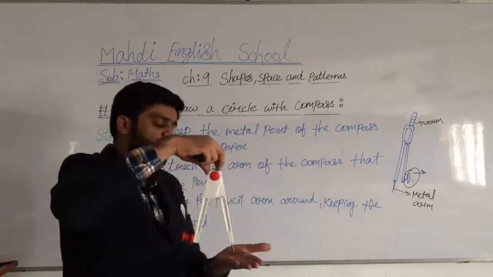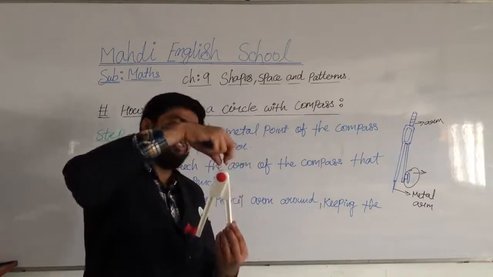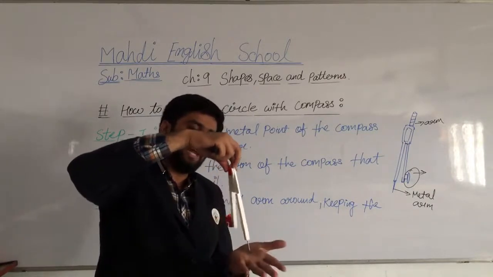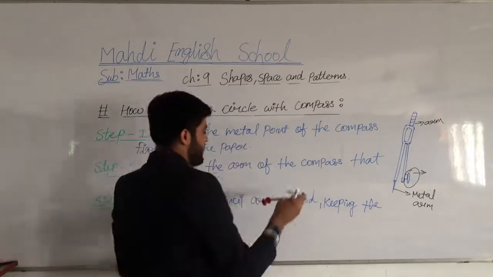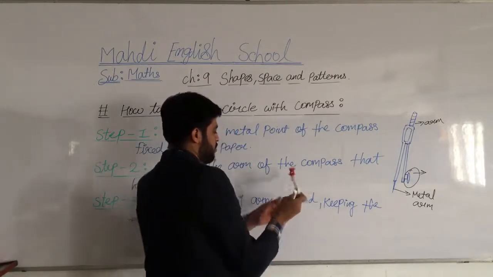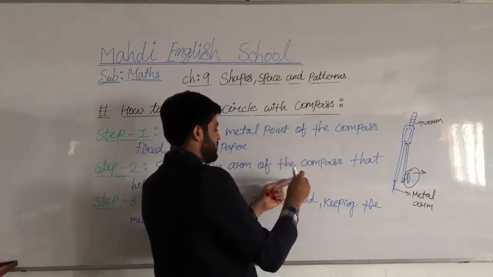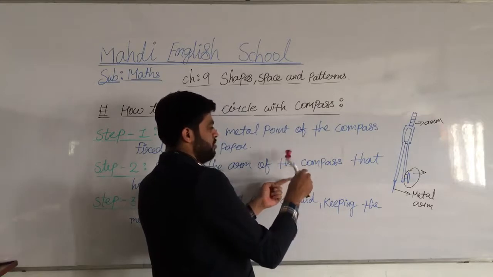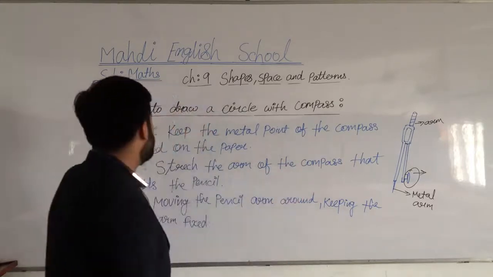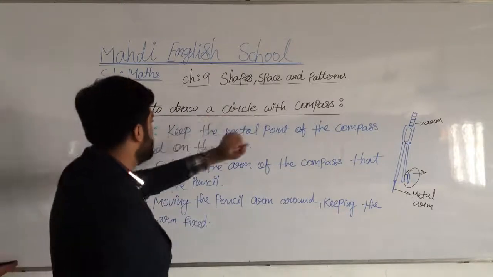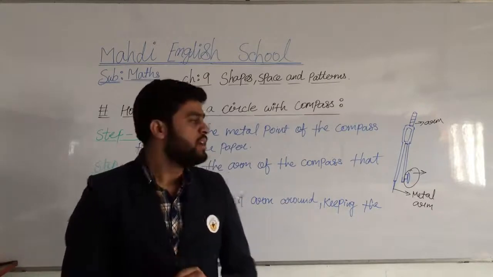Step number 3, moving the pencil around the arm while keeping the metal point fixed. It means here we have to hold it properly and rotate it like that. Okay, my dear students, we fix it on paper and we will draw properly. Okay, here there is no paper, but see how we will draw like that. Understood, my dear students? So this is how to draw a circle with the compass. I hope you all have understood.